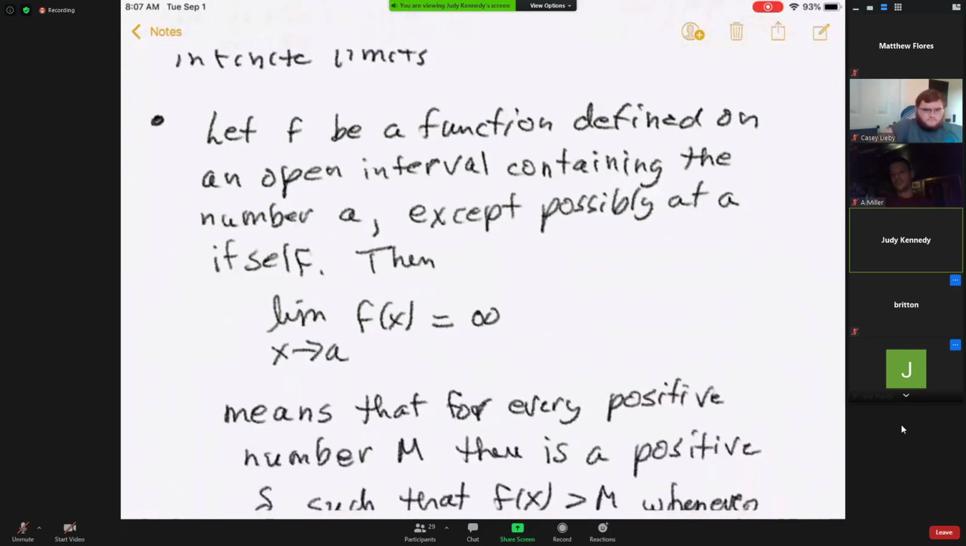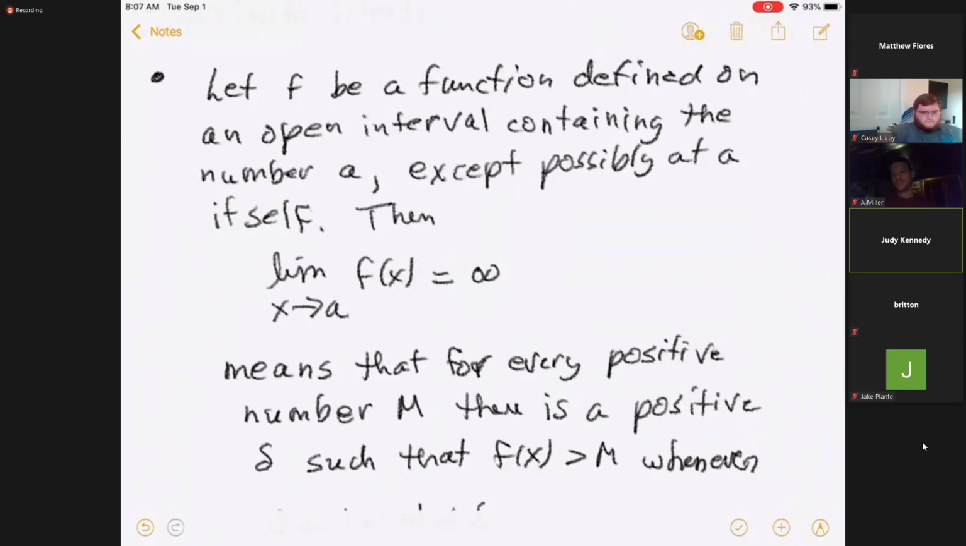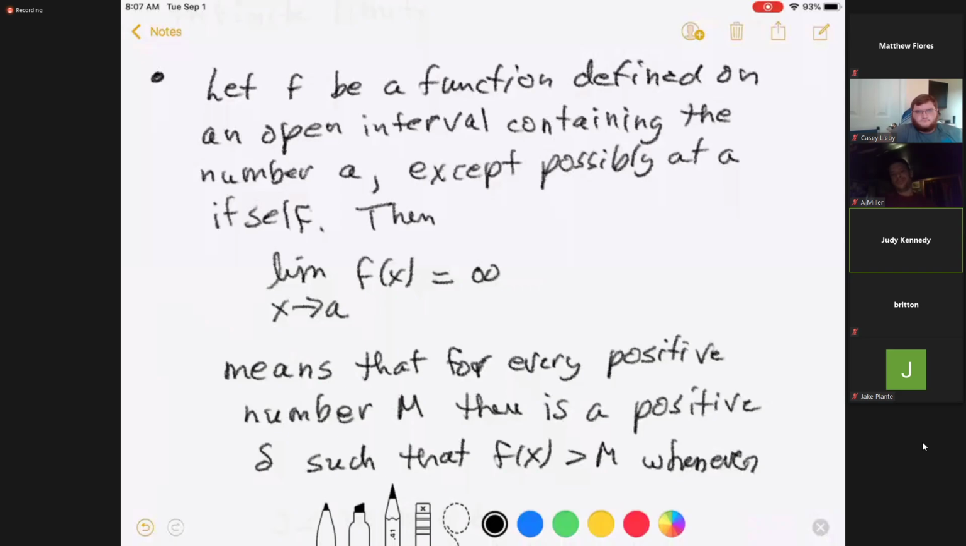So first, let f be a function that's defined on an open interval containing the number a, except possibly at a itself. Then you say the limit as x approaches a is infinity.